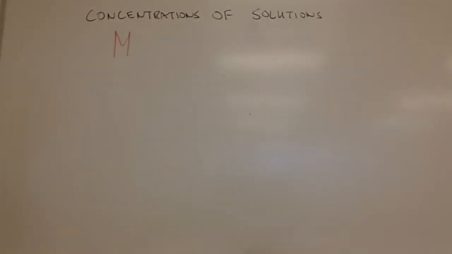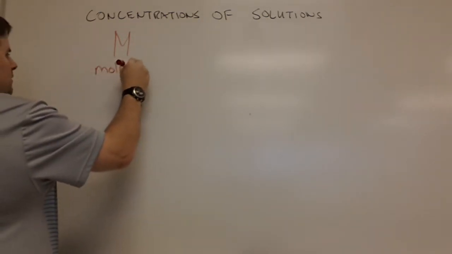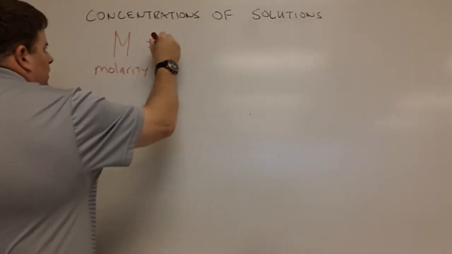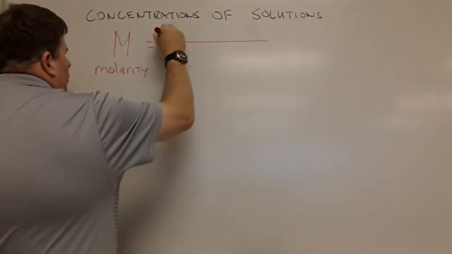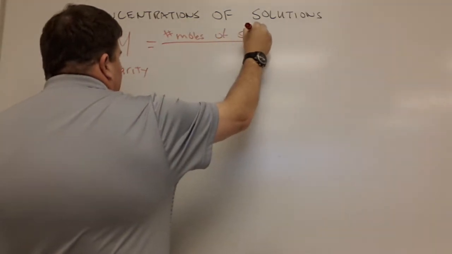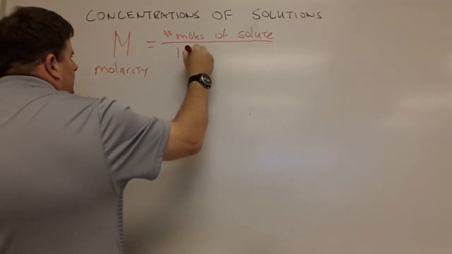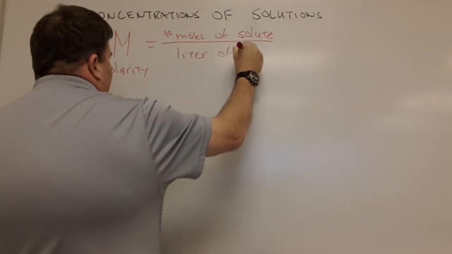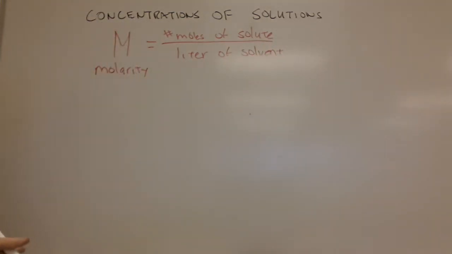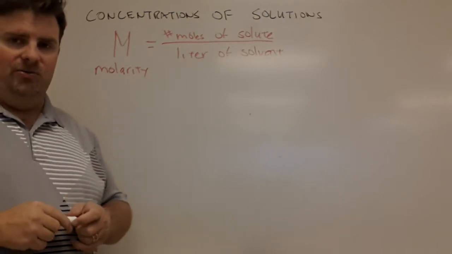So in chemistry, when we talk about concentrations of solutions, we generally deal with this big term. Big M. And big M stands for molarity. What molarity is equal to is the number of moles of solute dissolved in every liter of solvent. All right? So if you have grams of solute, you can figure out the number of moles of solute as well. Okay?